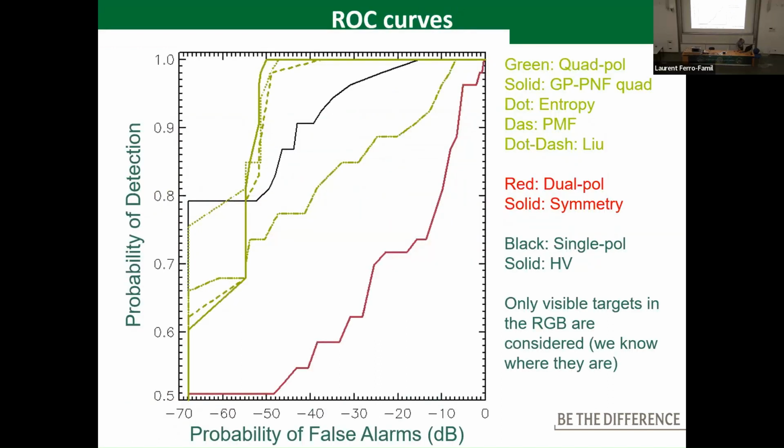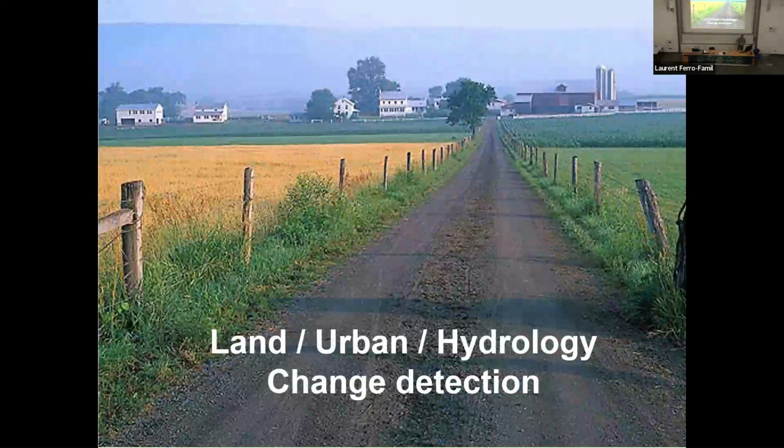Okay, here you can see the receiver operating characteristic curve. So the curve that shows probability of false alarm against probability of detection. You can see more in the paper, but again, it shows that the quad pole detectors are the ones that end up the best for this kind of exercise. So quad pole helps when you have these challenging scenarios, or seems to help so far.